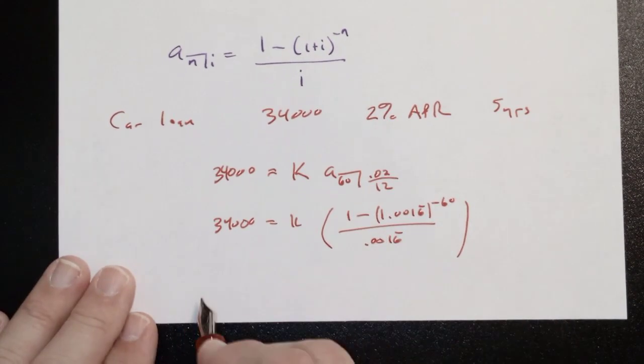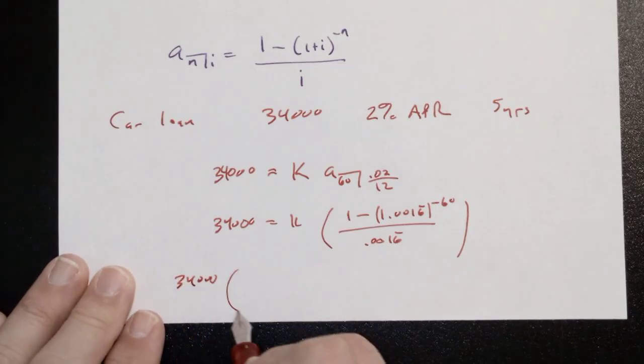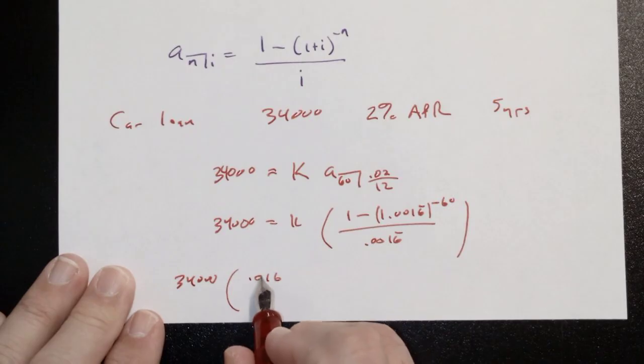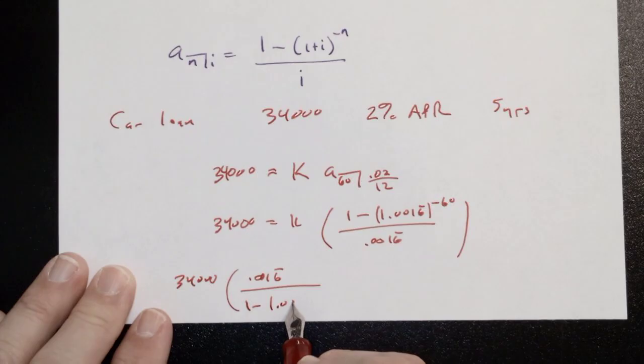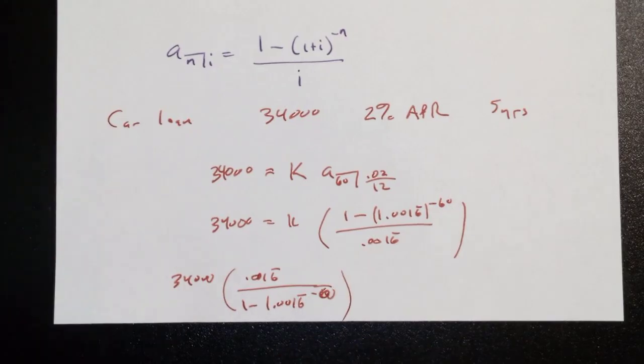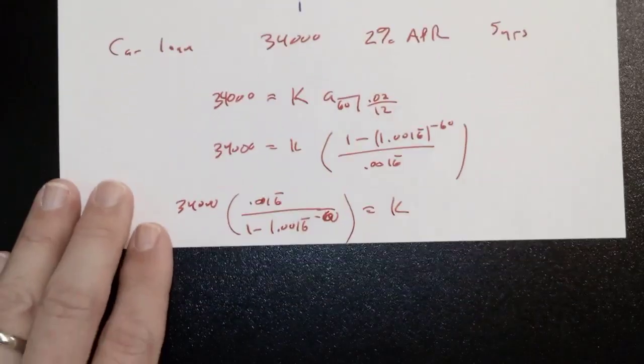I'm actually going to write it upside down. K equals 34,000 times 0.00166 repeating over 1 minus 1.00166 repeating to the negative 60th. Out comes my calculator. Let's run the number.